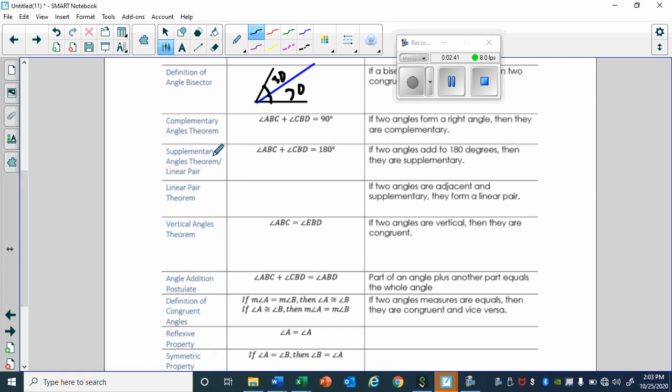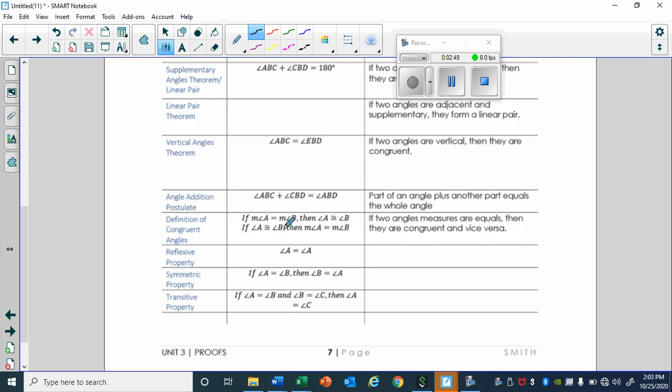And remember these theorems, we're talking about angles in general. Vertical angles are always congruent. The angle addition postulate is essentially where part plus part equals the whole. Then we have the definition of congruent angles, which is basically if they're equal, then they're congruent, and if they're congruent, then they're equal. The reflexive property just equals itself. Symmetric, no matter which way you turn it, it has the same meaning. Transitive is just transference of the property.